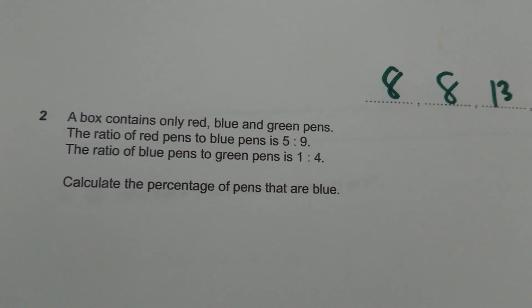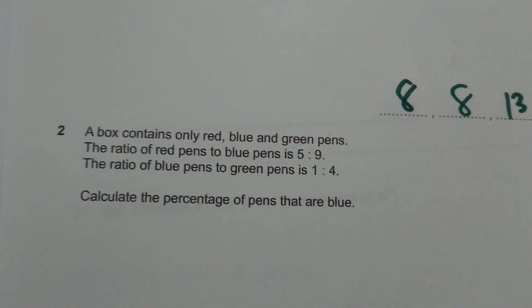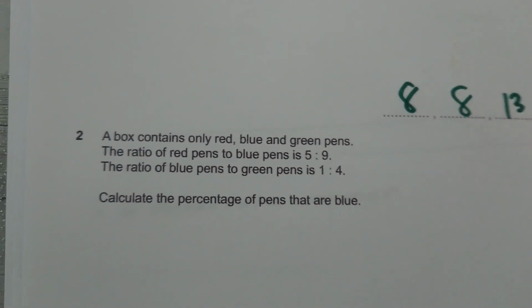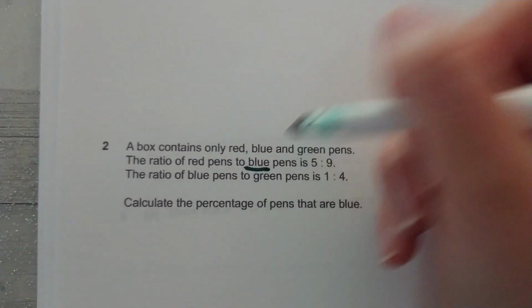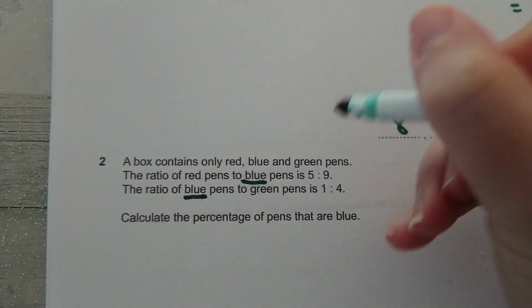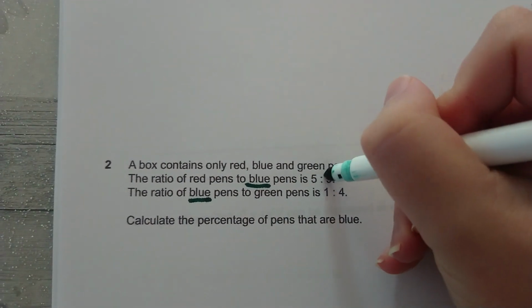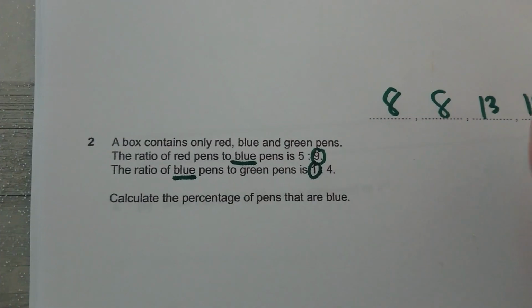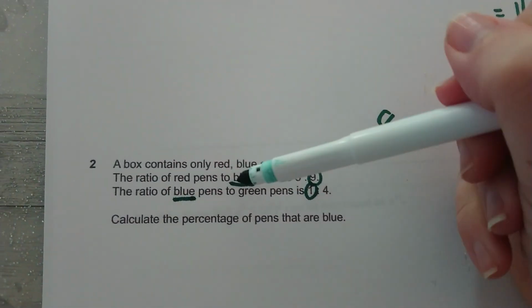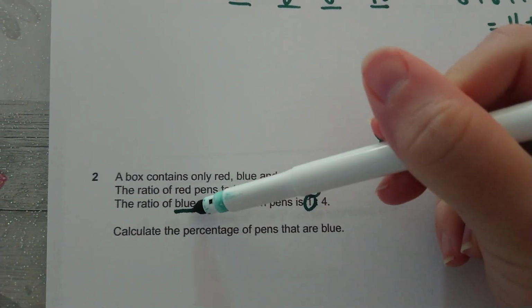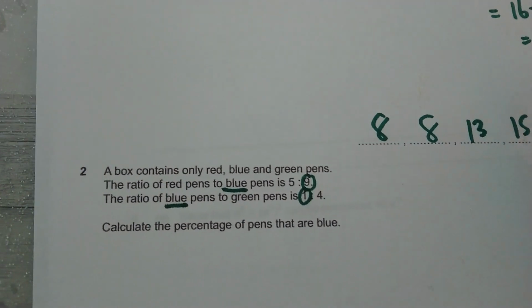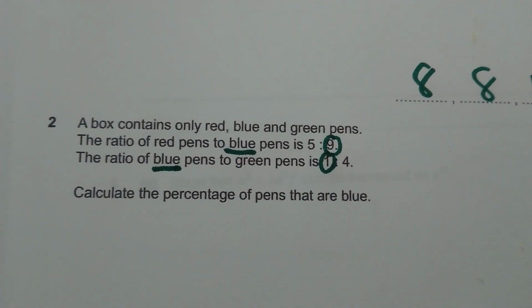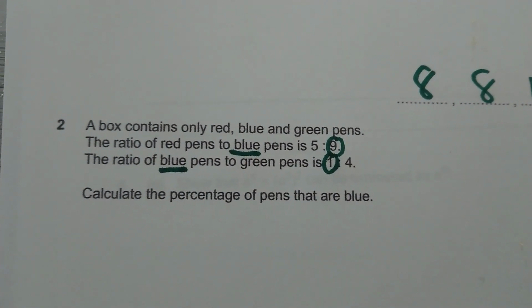Question 2. So when you get questions like this where you've got the same thing in both ratios, so for example on this one you've got blue pens here and blue pens here. So that is the 9 in that ratio, and it's the 1 in that ratio because it depends on the order that it says it in. So red to blue means the blue is the second number, whereas blue to green means blue is the first number. So you want to try and make those numbers the same.